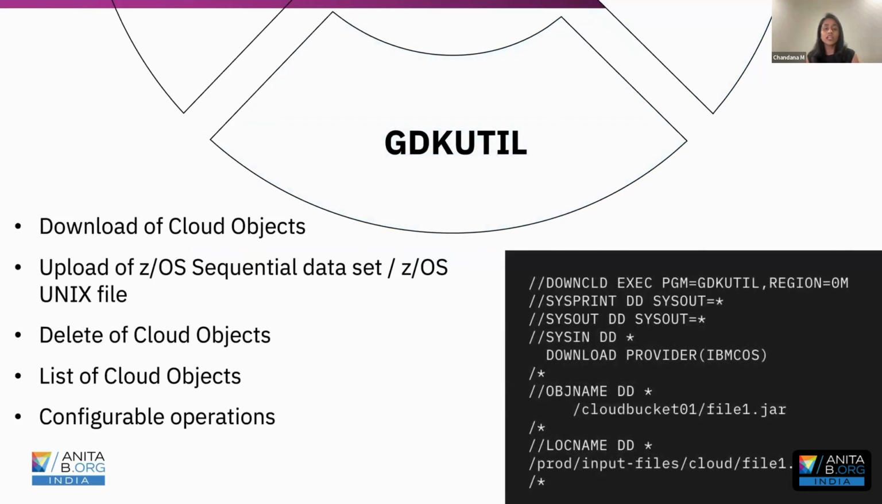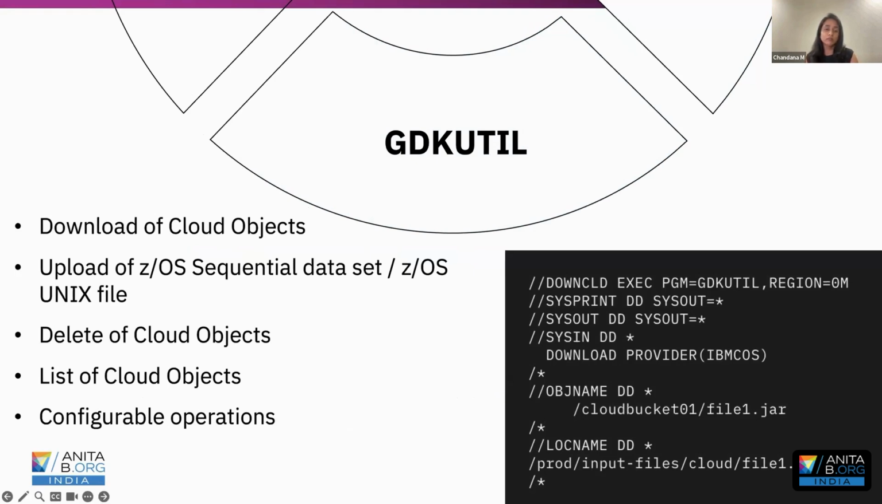So we also have another utility called GDK util. This is very helpful in terms of scripting languages. So we do not have to use any APIs to access all of the data. We have a few commands. In this case, you can see that there's a download command. So we can use the download command to download any of the cloud storage objects to our mainframe machine, and even vice versa. So this is really helpful in terms of the scripting language.